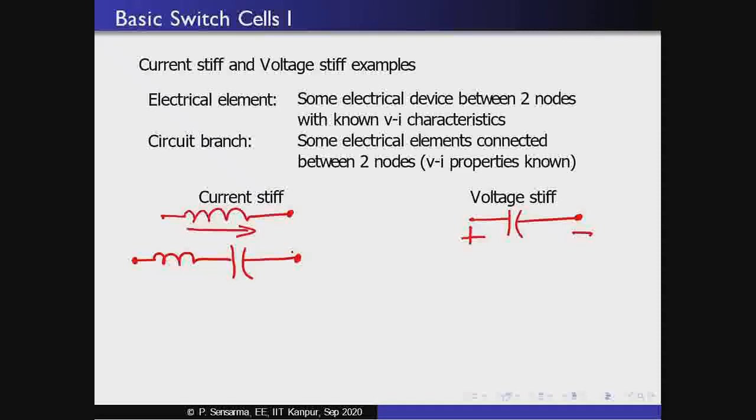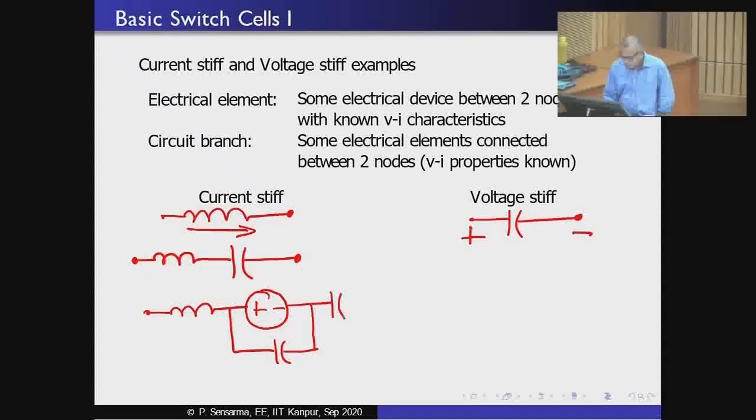I won't really prove that these are current stiff branches. I would rather leave it to you to prove that these are indeed current stiff branches. So, this is one second example of a current stiff branch. All of these are current stiff branches. Now let us look at a few voltage stiff branches.